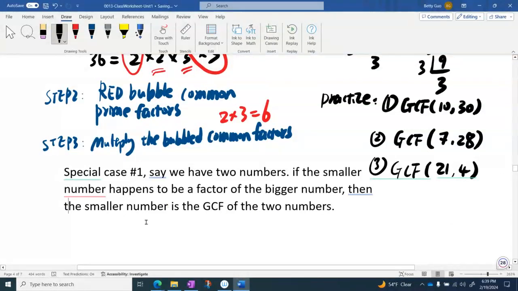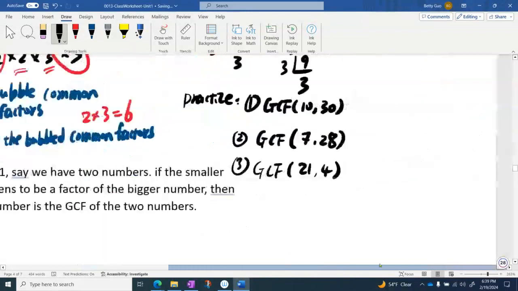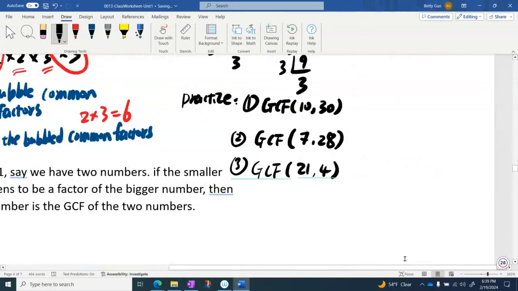All right. So I want you to write down two conclusions. The first conclusion is about the first special case when we look for GCF, or actually LCM. Later I'll show you. If we have two numbers and the smaller number happens to be a factor of the bigger number, then the GCF of the two numbers is the smaller number. Yeah, why? Let me explain. Look at the 10 and 30.